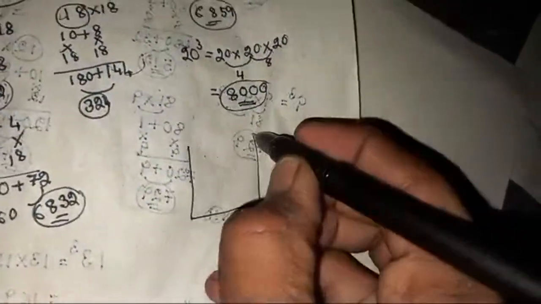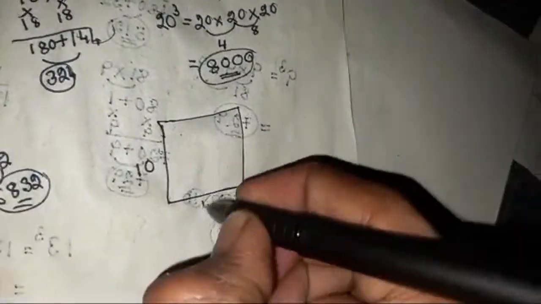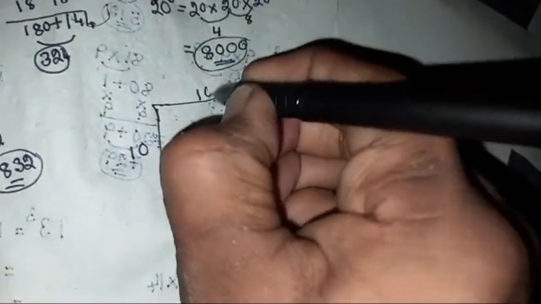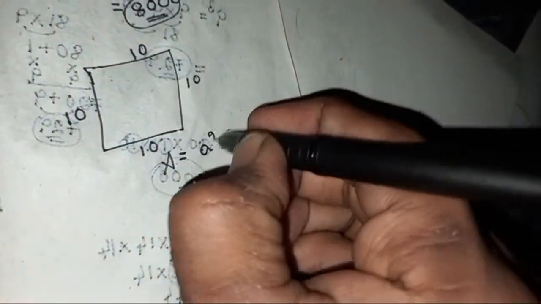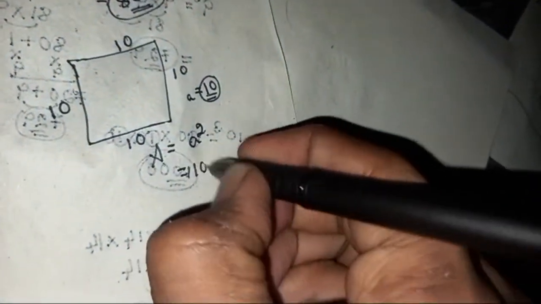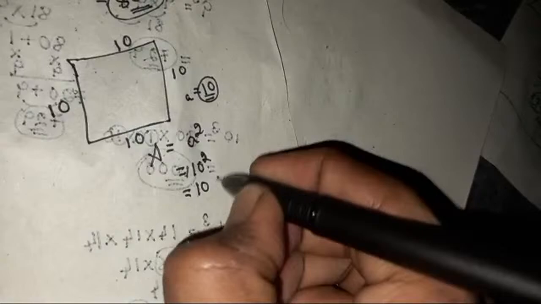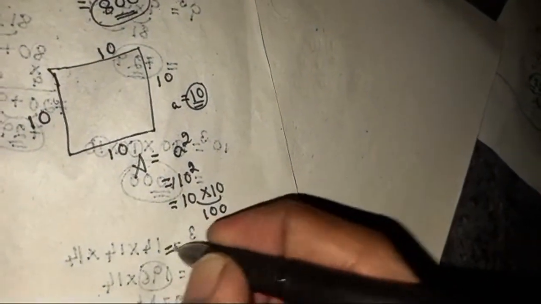Here, take one of those squares. Here you're going to get the side length as 10 units. So all sides are going to be 10 units. Area of this square is a square. A square means 10 units square. So 10 square, 10 times 10, which is equal to 100. It is 100 square units.